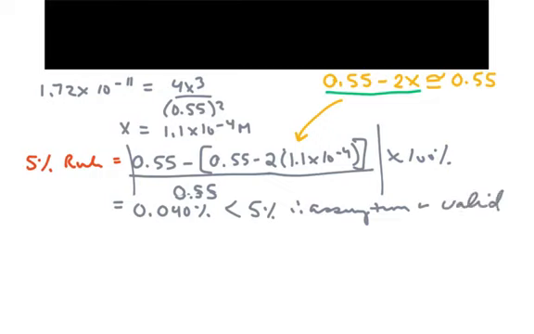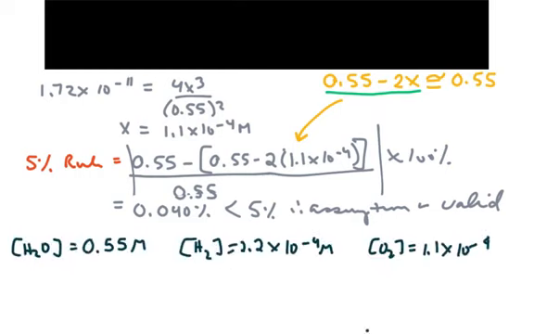So the last step then is to plug the x value that I found into the values at equilibrium. So I've just substituted in the x value along the bottom. Again, that's just putting our x into the E row of the ICE table, and I've got those three values.